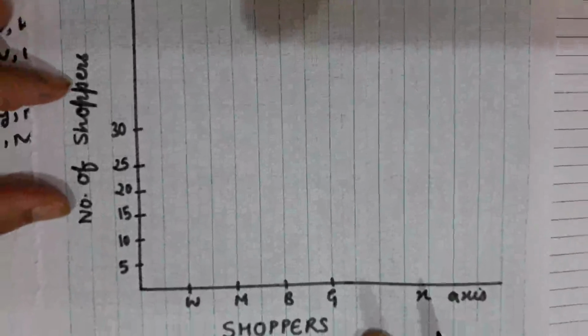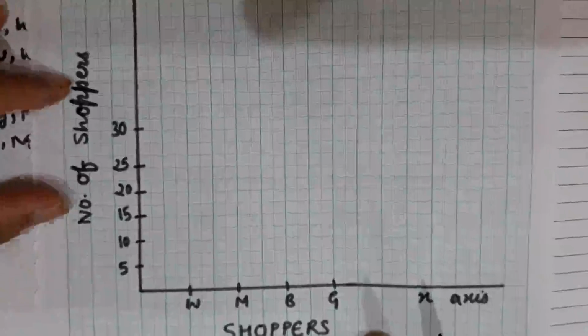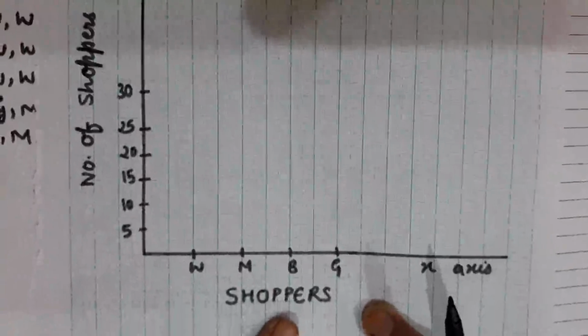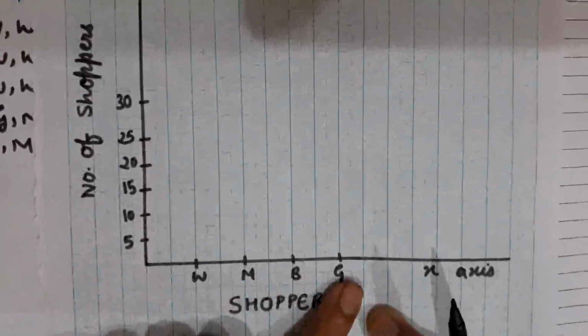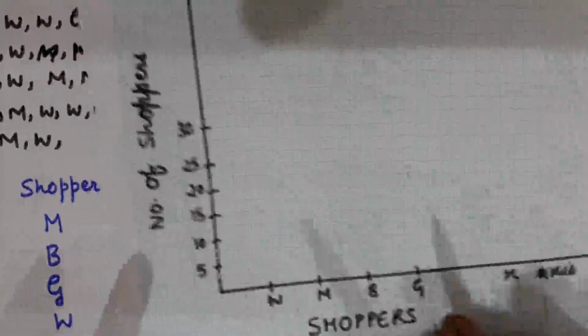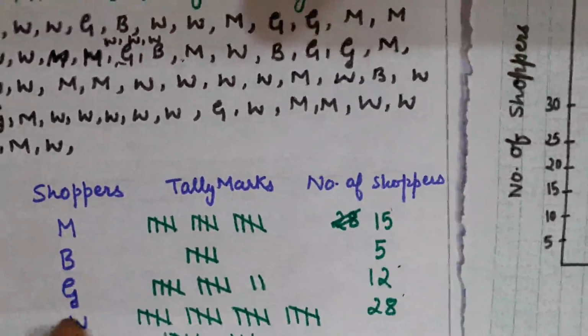Here I am representing the number of shoppers. Shopper means those who are coming for shopping, like women, men, boys and girls. So now women are coming. How many times are women coming? Women are coming 28 times.